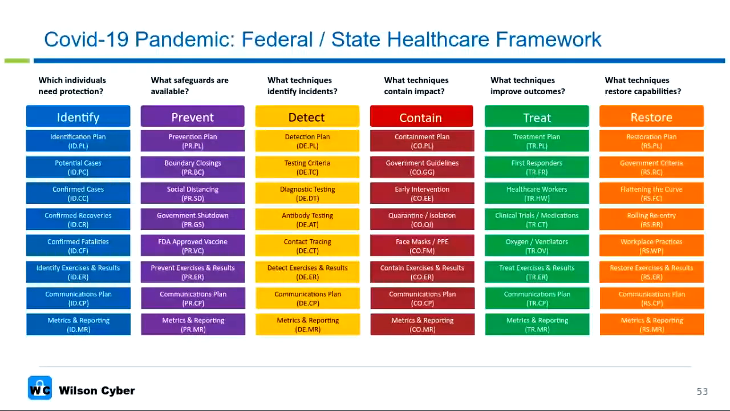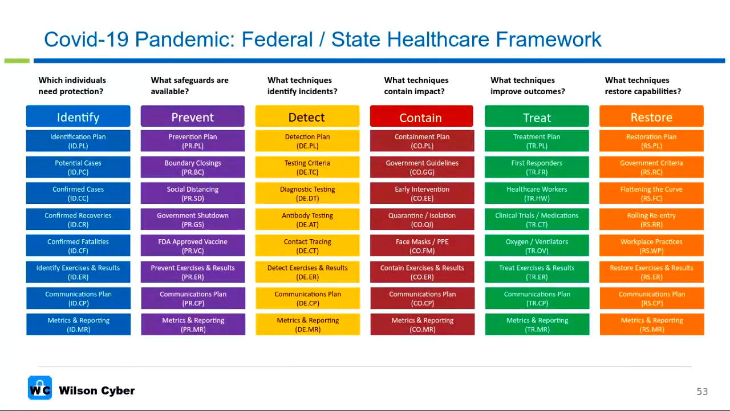Here's a mapping of the controls themselves to the framework. Once again, we have 6 different functions in the framework: identify, prevent, detect, contain, treat, and restore. And underneath there, we have a set of controls. These are not CIS, these are not NIST 853, these are not PCI. These are controls that I kind of created, saying these are the controls that I would start with in order to mitigate any kind of a healthcare crisis or pandemic. Specifically, in this case, they would apply to COVID.